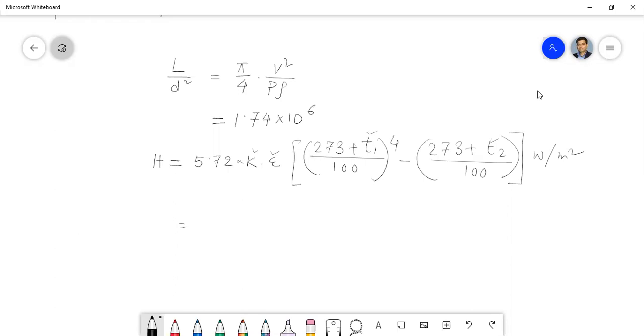How much are you getting? Sir, 1.23. 1.23 into 10 to the power 5.